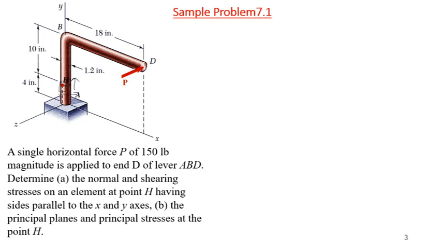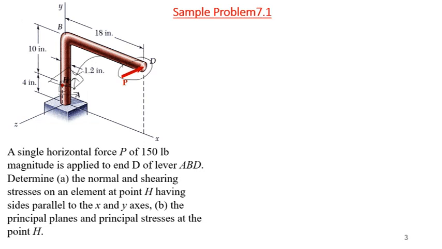So first, we take a section at H, and we will transform this force to the equivalent force-moment system at the centroid of this section. It's a circular cross section as shown over here. The diameter is 1.2 inch and the other dimension is given. And then we will see what forces are there.